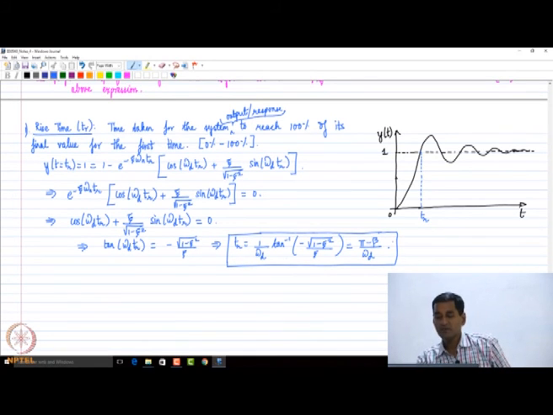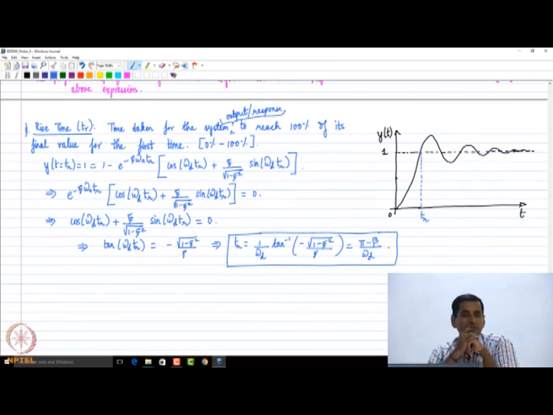Okay, so I hope the first part is clear, how we got 1 by omega d tan inverse of square root of 1 minus zeta squared by zeta. I will explain how we got the second part. Please write it down because I need to scroll up to explain the second part. So this is the expression for the rise time of the underdamped second order system.